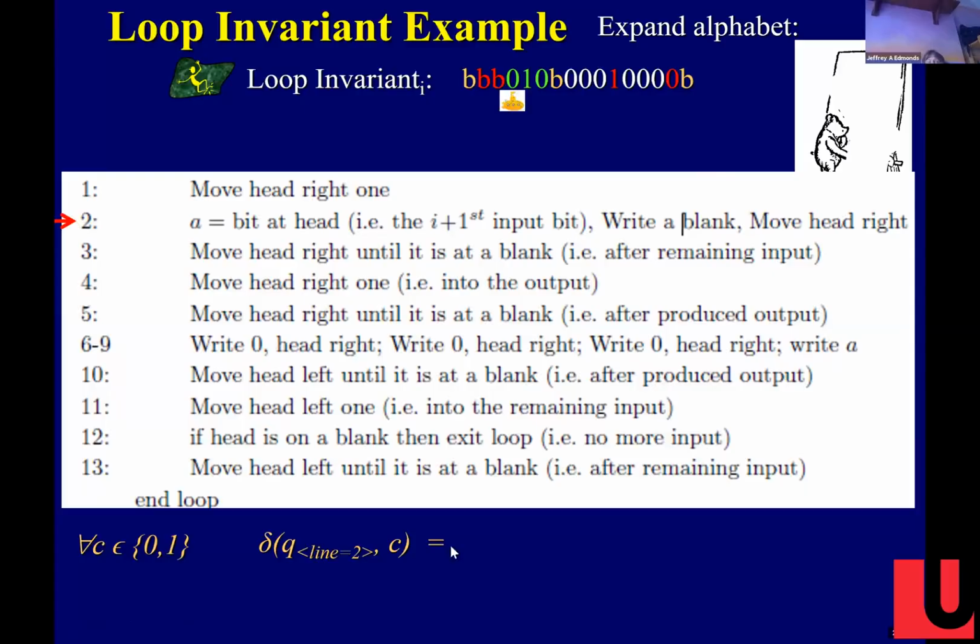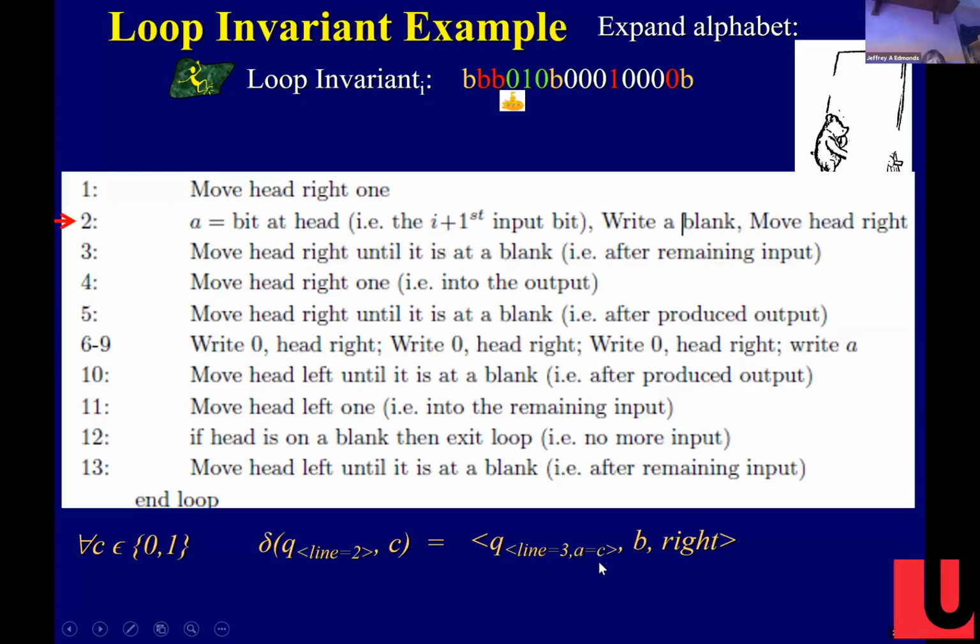So what state am I going to be in? Line 3. I just did line 2 and I moved the head. So what line am I in? Line 3. Do I know any data? Do I have anything written on my blackboard? Yes. A. A is going to be written on my blackboard. A equals C. So what state am I in? I'm in line 3. I'm in the state where A equals C.